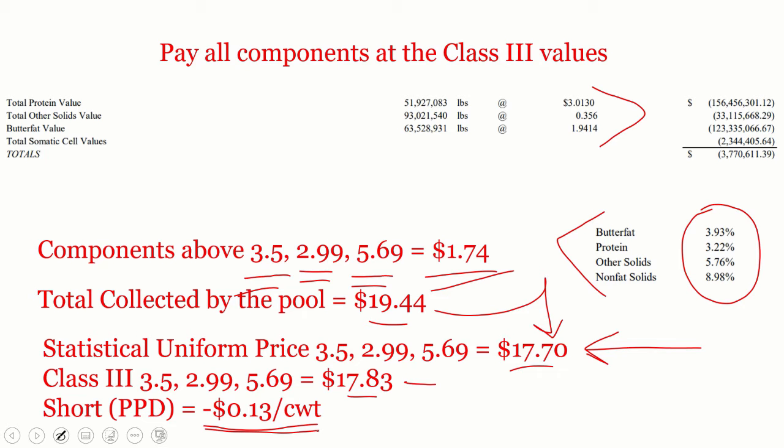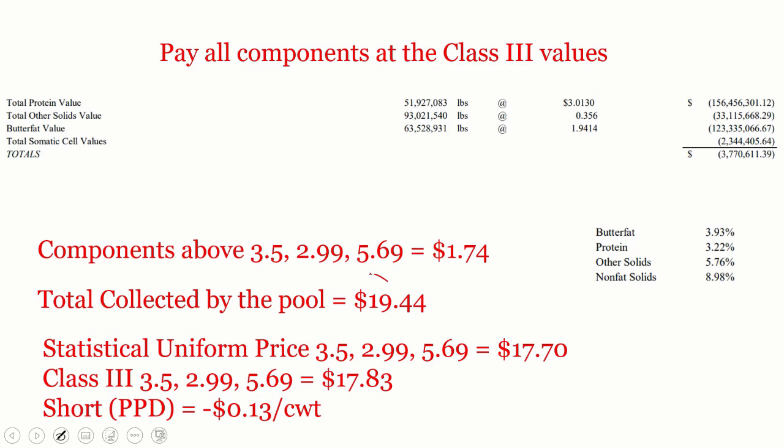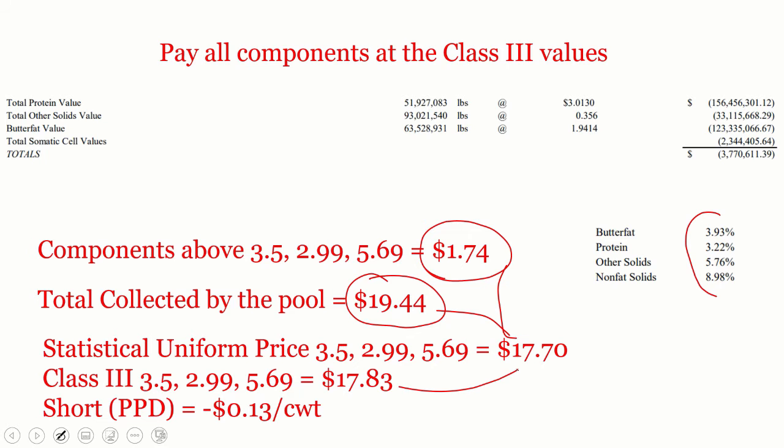So again, let's go through this a little bit slowly. We collected $19.44. We paid out an extra $1.74 in components because we had more than 3.5, 2.99, 5.69. That left us $17.70 left. Now that's less than class 3. So the difference here is 13 cents, and that's what is called the producer price differential.